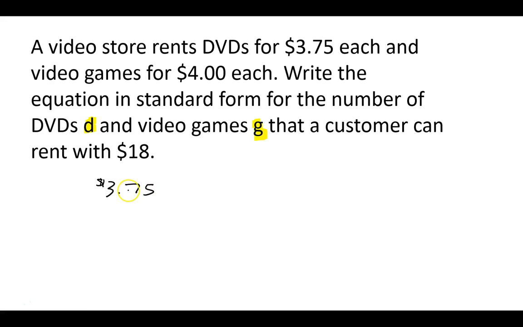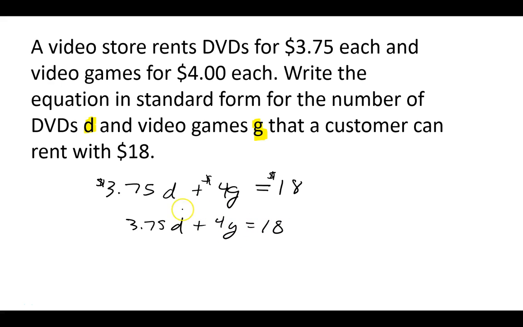So we have $3.75 times the number of DVDs, $4 times the number of video games, and that's going to be equal to the $18. You can lose the dollar signs and just go with 3.75D plus 4G equals 18. Standard form because you have the variables together on the left-hand side and the constant, without the variable, on the right-hand side.